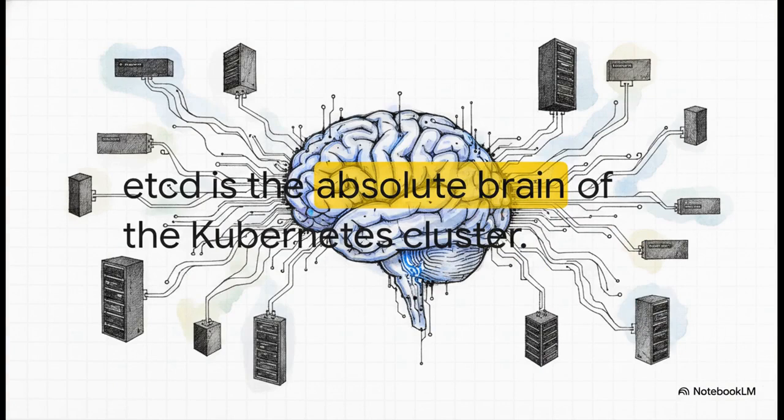Think of it like this. If Kubernetes is the nervous system coordinating all the movement, etcd is the memory. Without it, the cluster wouldn't know what applications to run, where to run them, or how they even connect. The whole thing would just completely cease to function. It's a total game changer.